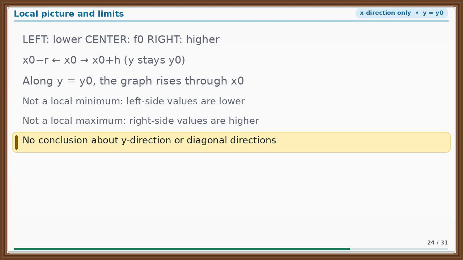Most importantly, this argument is only along the x direction. We kept y equal to y0 throughout. From fx being positive alone, we cannot conclude what happens if y changes, or if we move diagonally, or along another curved path.